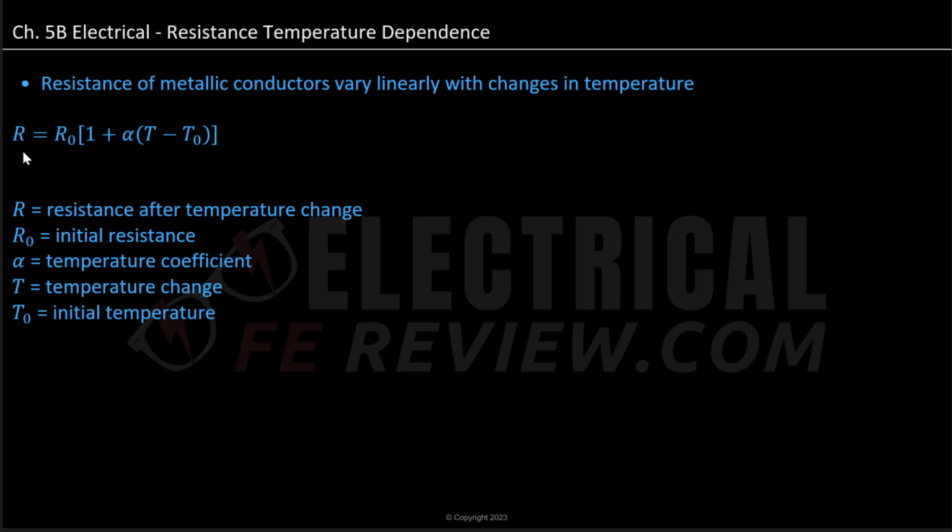Where we now can look at R is equal to R naught times (1 plus alpha times (T minus T naught)), where R is equal to our resistance after temperature change, R naught is equal to our initial resistance, alpha is our temperature coefficient, T is our temperature change, and T naught is our initial temperature. Let's go ahead and look at an example.